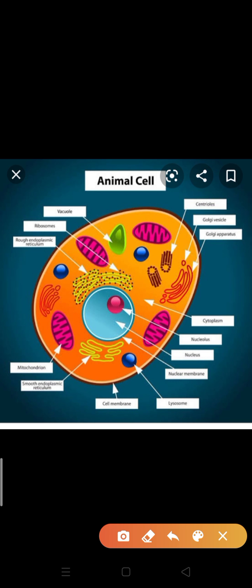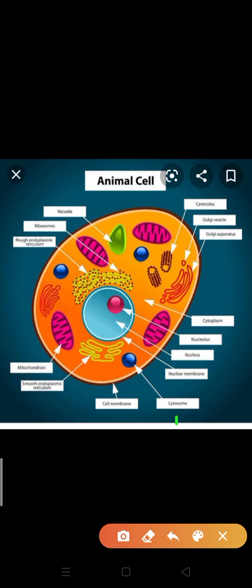Afterwards you can see a rounded structure is present. This pink colored rounded structure present inside the nucleus is known as the nucleolus. Clear? What is the nucleolus? A rounded body is present inside the nucleus. This is known as the nucleolus.